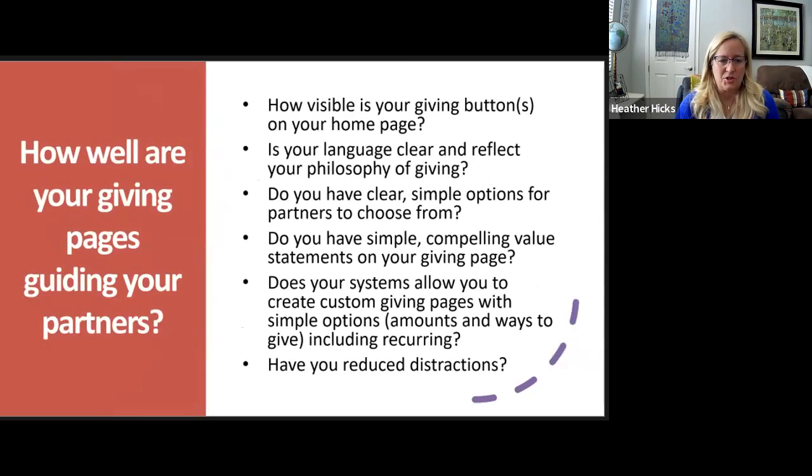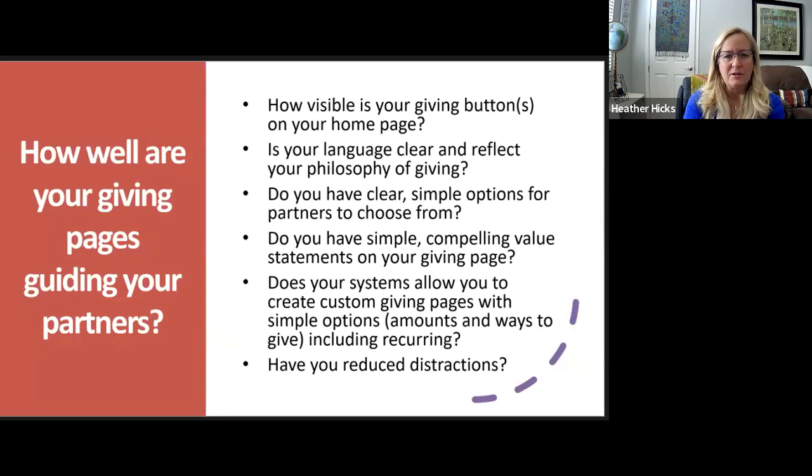So here are a few questions. We're not going to stop to do this, but you'll have this as a follow-up to evaluate yourself. How well are your giving pages guiding partners? How visible is your giving button on your homepage? What is your language like? Does it fit your philosophy of giving that you want to promote, that culture and attitude of giving and generosity and partnership versus donor, and seeing someone as almost transactional? How do you make this transformational and partnership oriented?